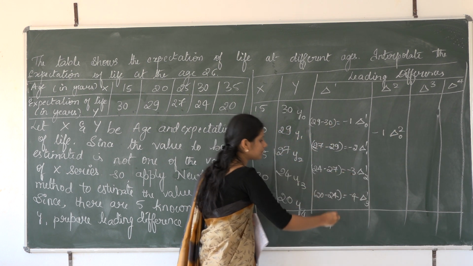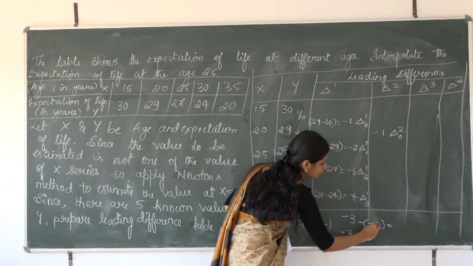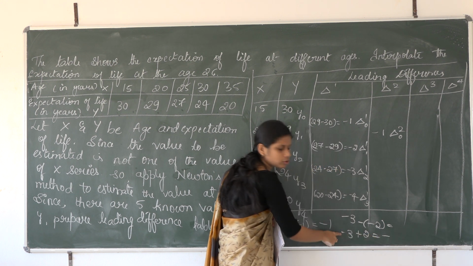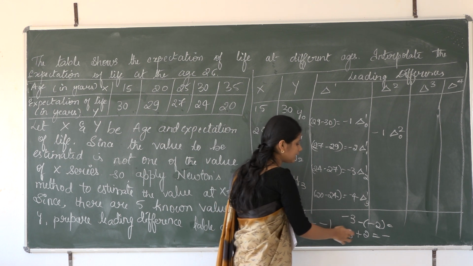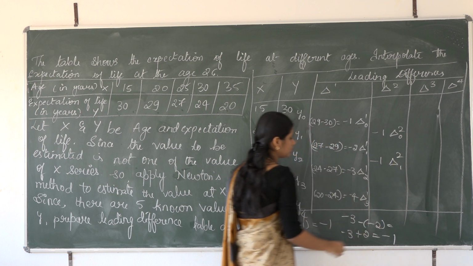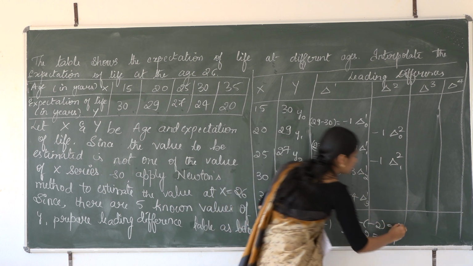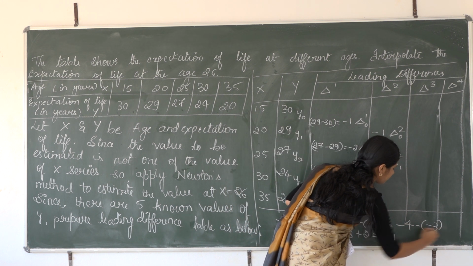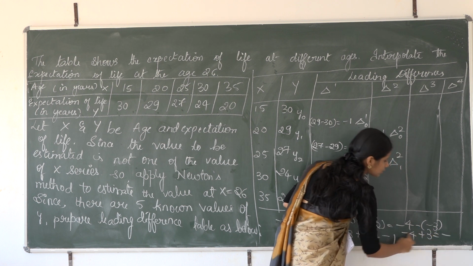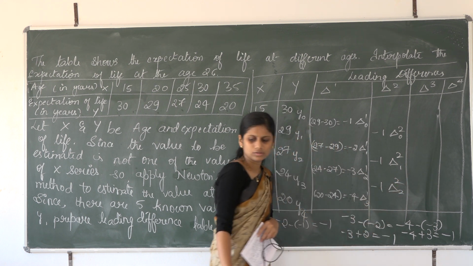Next, minus 3 minus minus 2. Minus into minus is plus 2. The greater number's sign is minus, so we take minus. 3 minus 2 is 1. So minus 1, delta 1 raised to 2. Next, minus 4 minus minus 3. Minus into minus will be plus 3. Again it will be minus 1, delta 2 raised to 2.